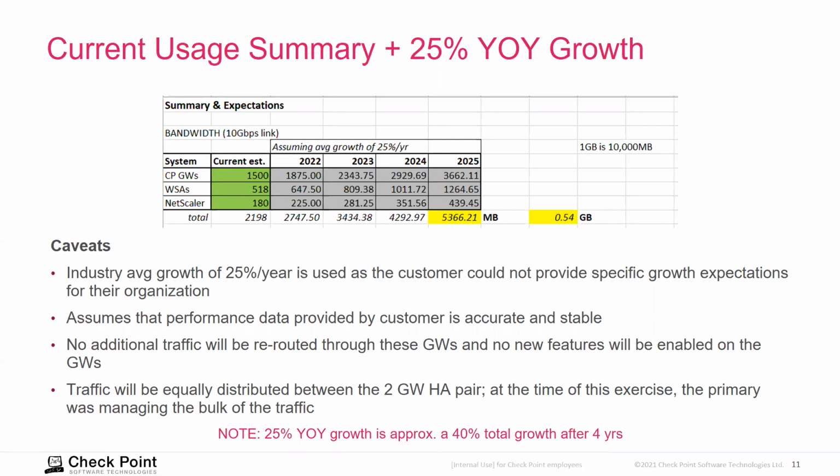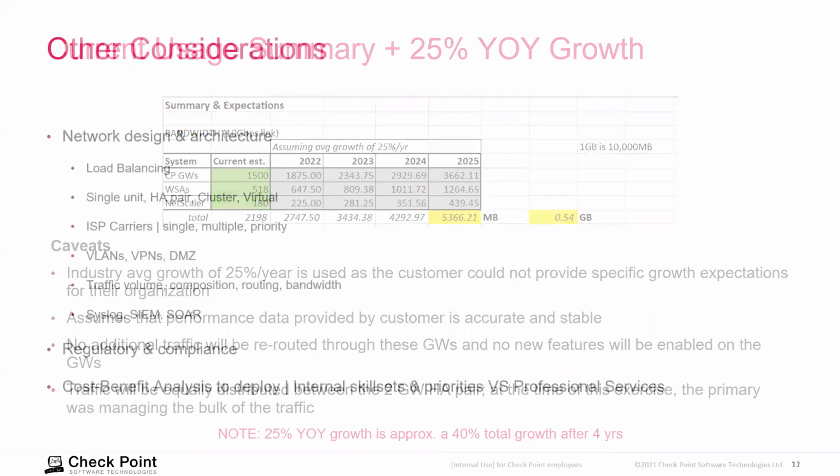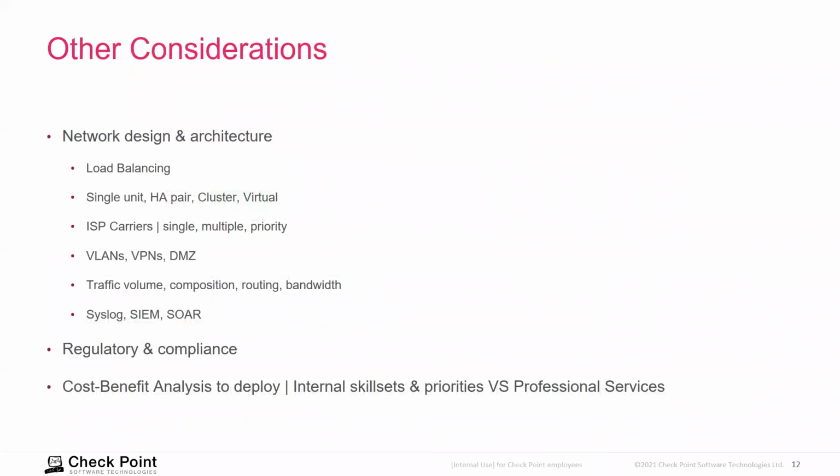Another assumption is that the traffic will be equally distributed between the two HA pair. As we saw in the sheet before, it's not even close to evenly distributed. So they do have the horsepower, so to speak, to handle quite a bit more than what they're doing today. And as that demand grows, they need to account for that via a load balancer and share that data equally amongst the two pair.